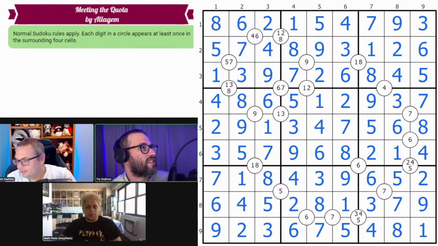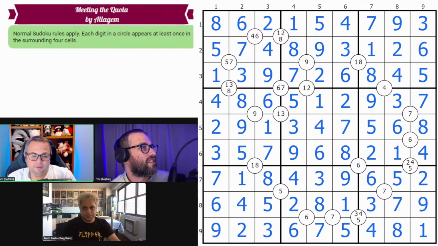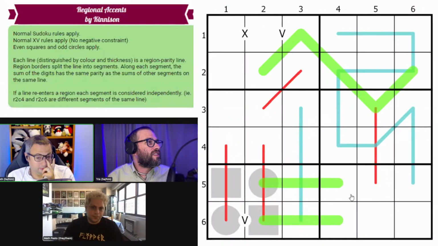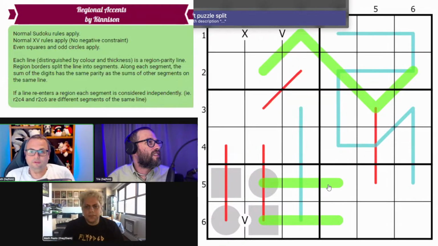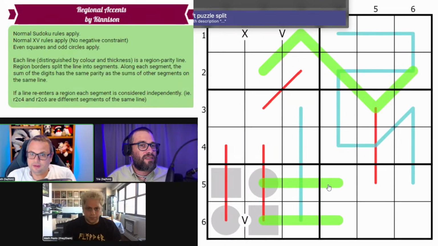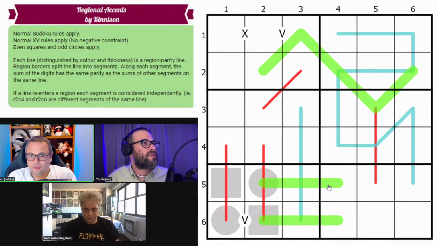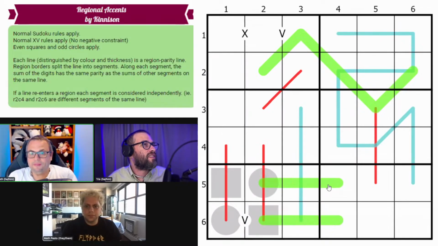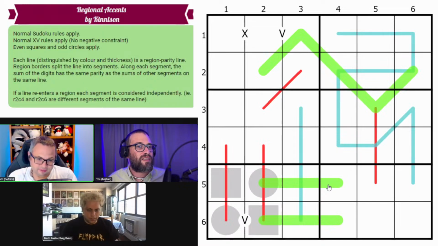Okay. Let us have a look at this puzzle. All right, so I have normal Sudoku rules, normal XV rules with no negative constraint, even squares and odd circles. Each line, distinguished by a color and thickness, is a region parity line. Region borders split the line into segments. Along each segment, the sum of the digits has the same parity as the sum of other segments on the line. If a line re-enters a region, each segment is considered independently. And so we get that. Okay. So the sums have the same parity.